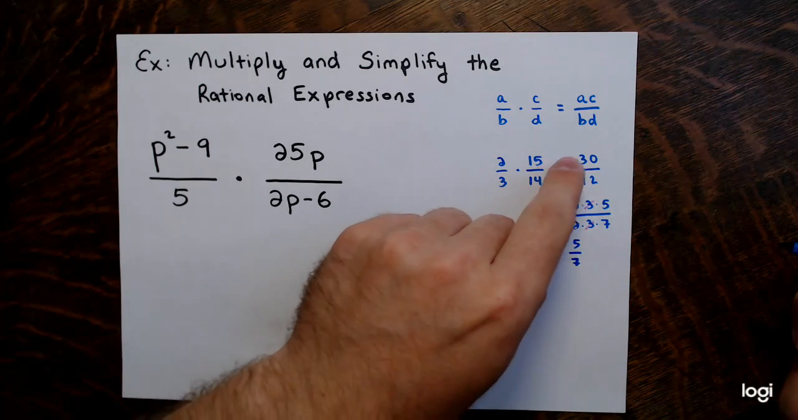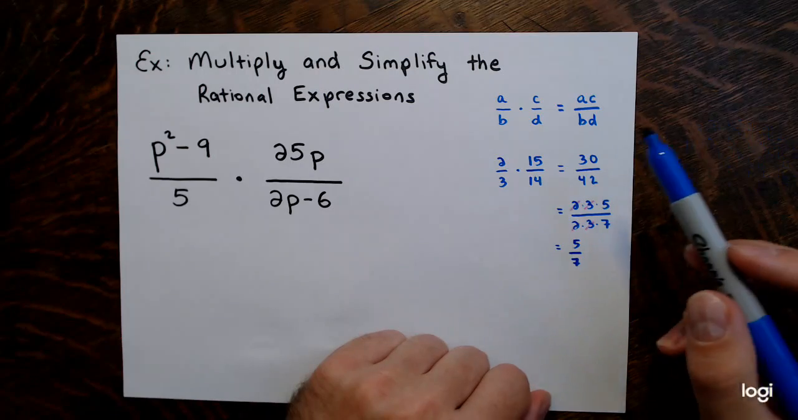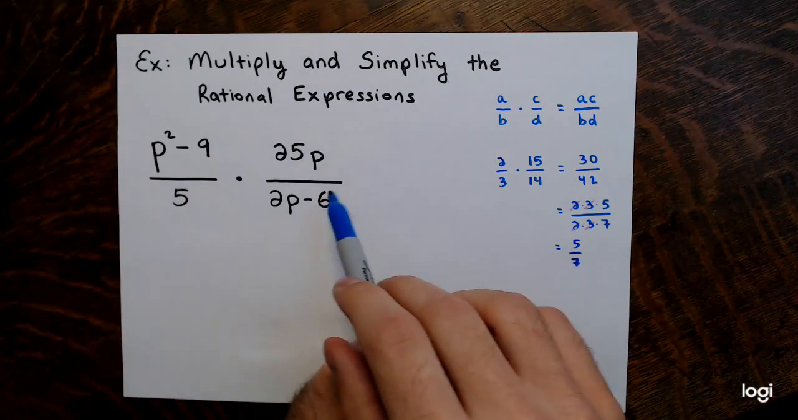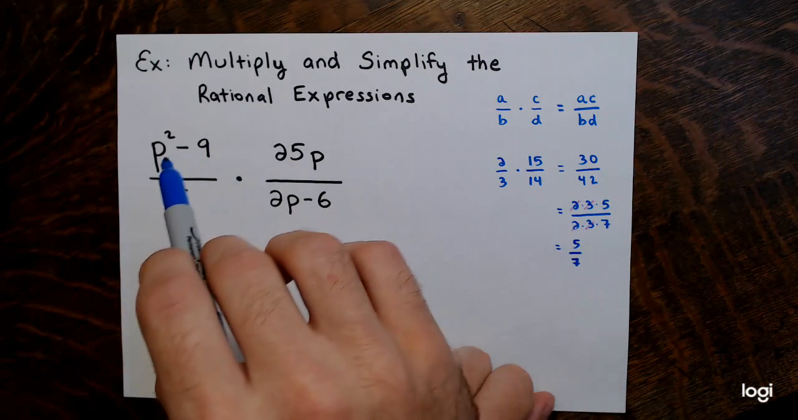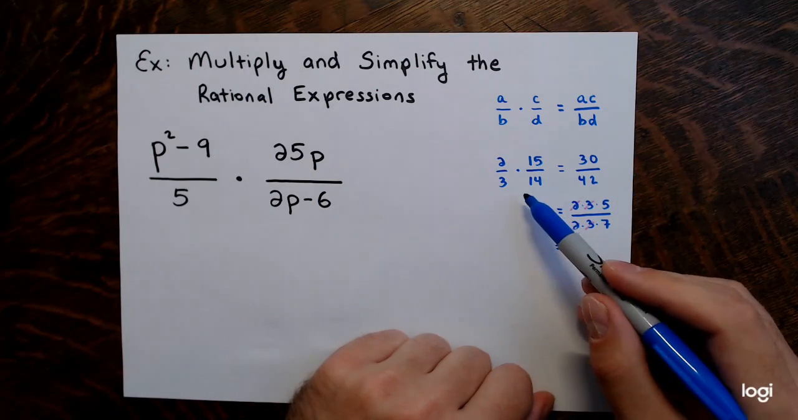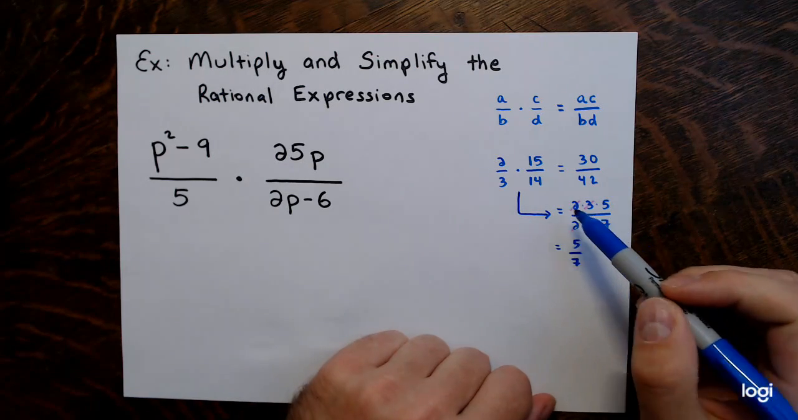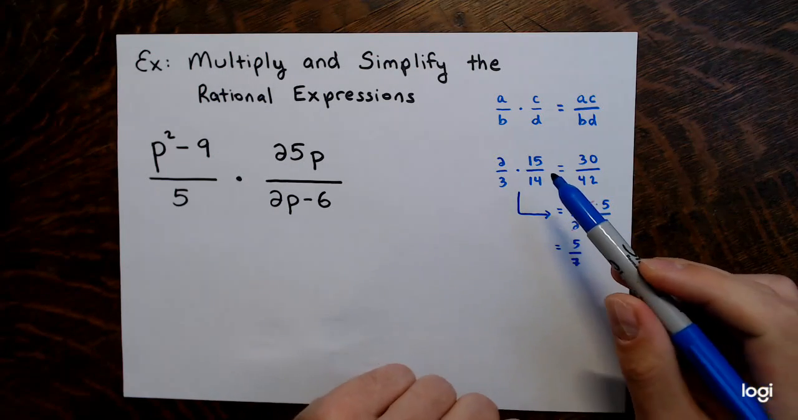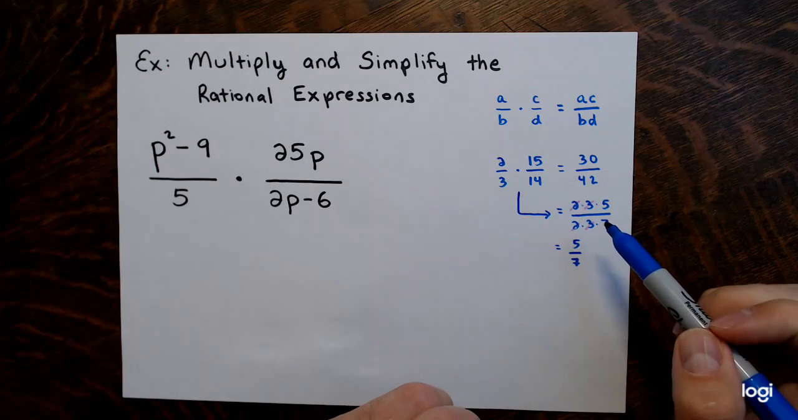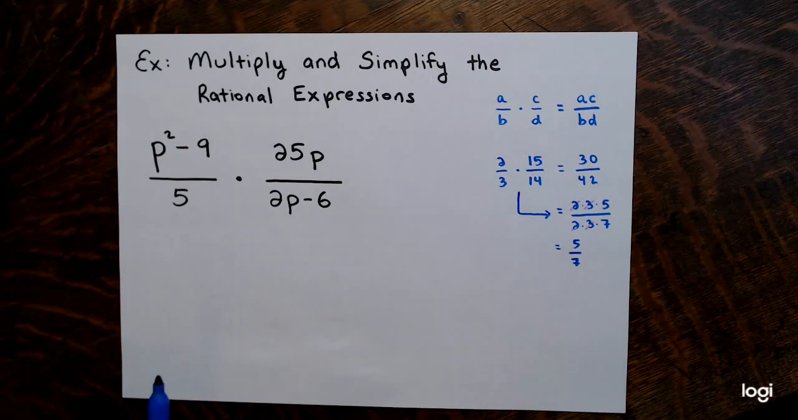Alright, so I'm going to do something similar to this, but not necessarily in this order, when we have variables involved. So like this example over here where you have the variable p involved. We're going to go from this step to this step first, where I do all the factoring, break everything down to prime factors, and then do simplification.